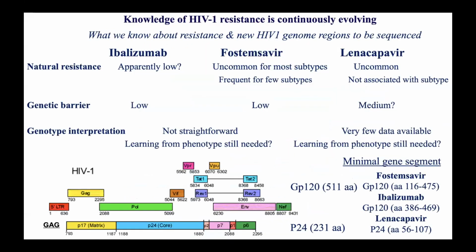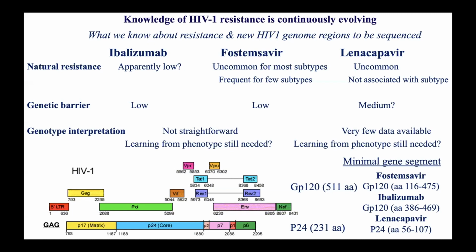So if we want to summarize, we know that HIV resistance is always evolving. Also, when we use more compounds and when we have new drugs, of course, we need to learn the new sequences, the new resistance scenario. And so if we are speaking about these 3 new drugs, ibalizumab, fostemsavir, and lenacapavir, we need to think that we need to sequence probably all the GP120 if we want to understand the resistance for ibalizumab and fostemsavir, while for lenacapavir, we need to sequence the capsid that before we didn't do.